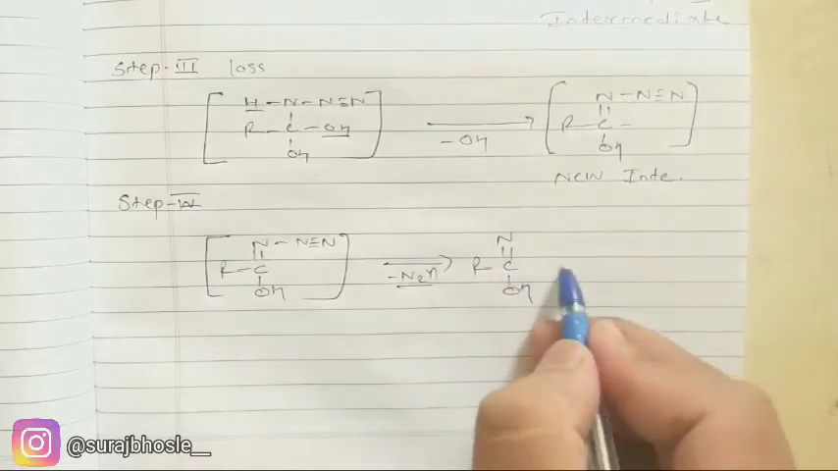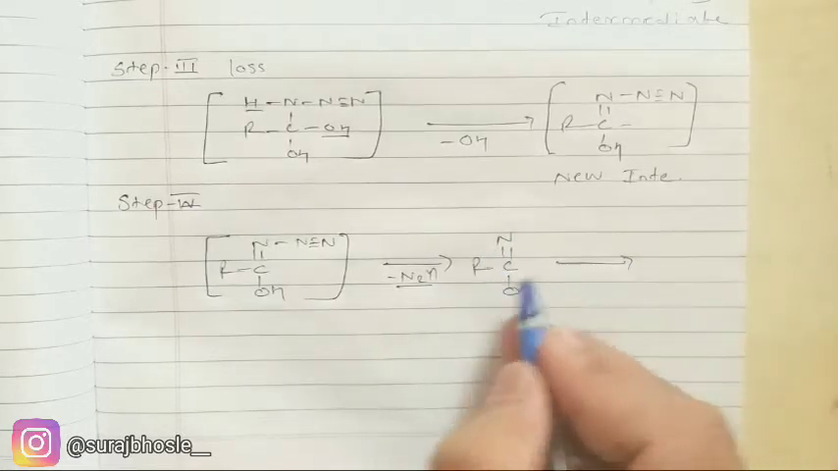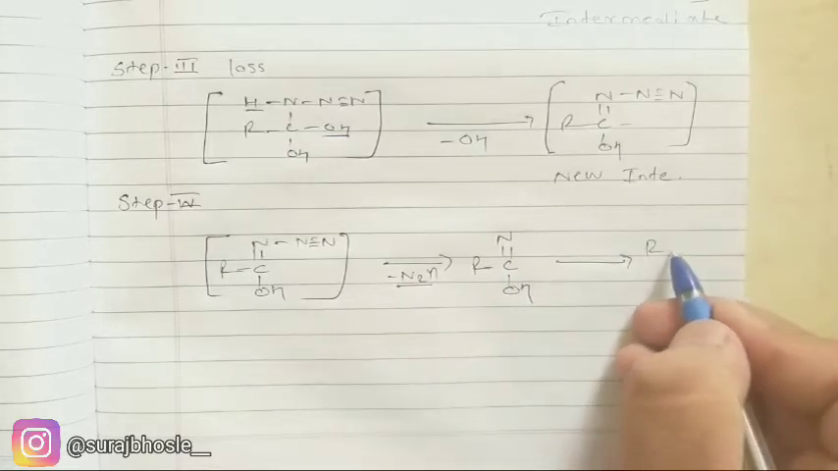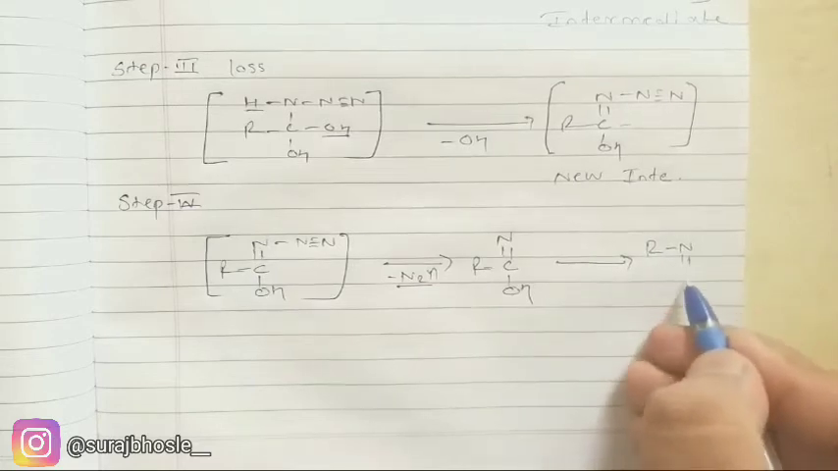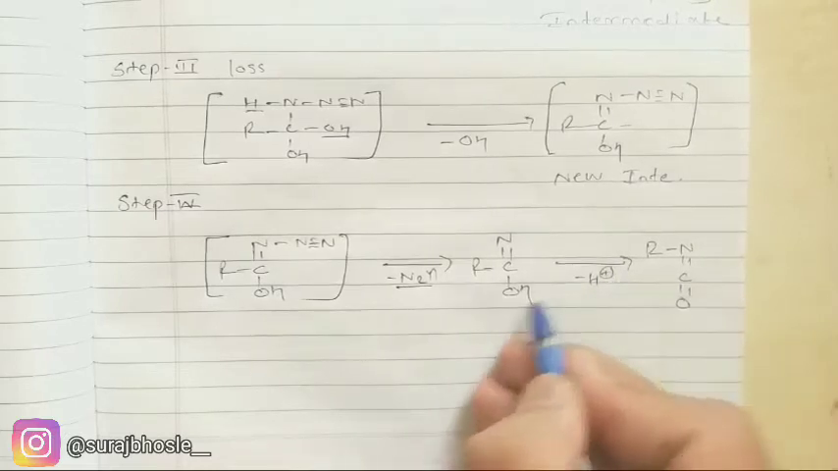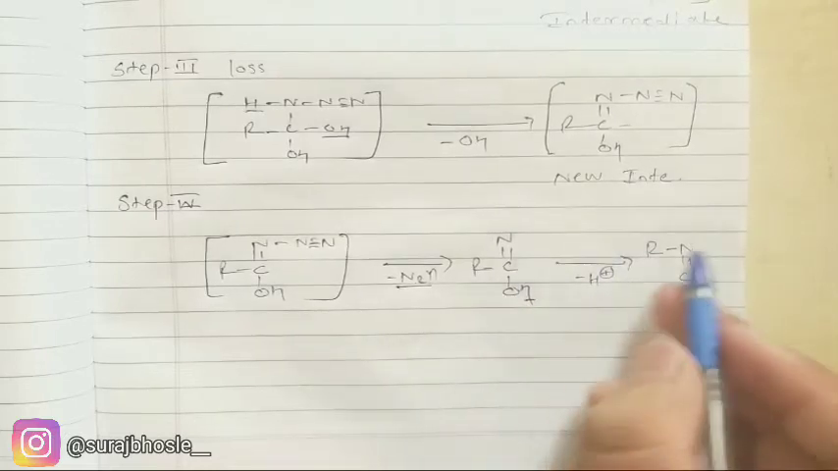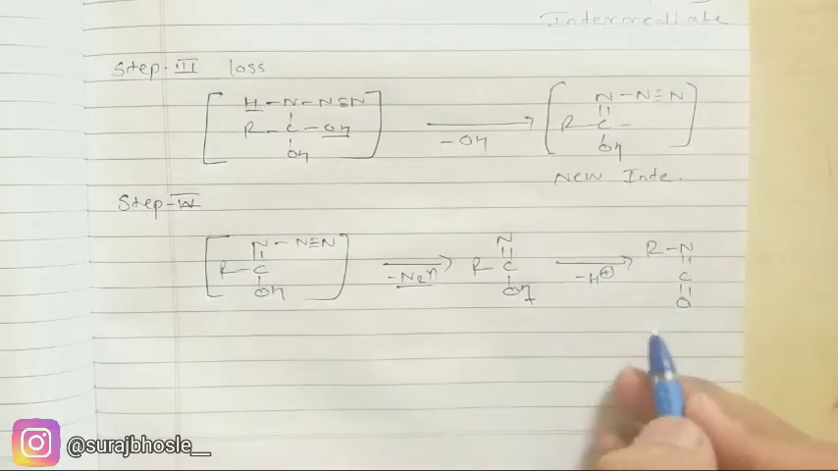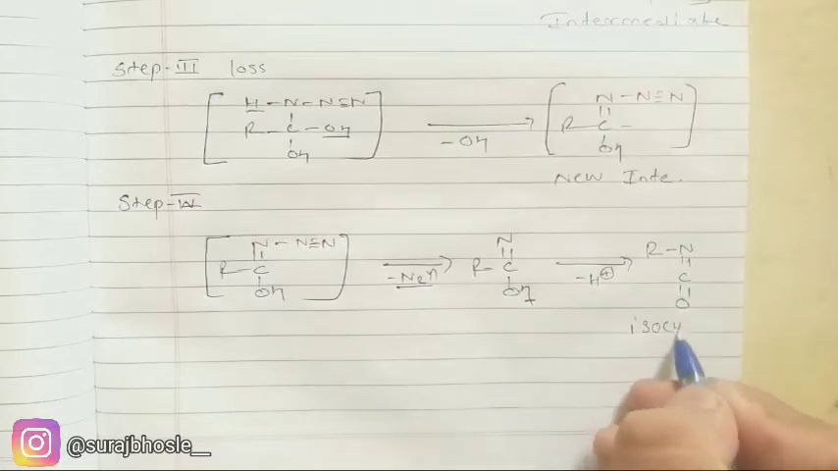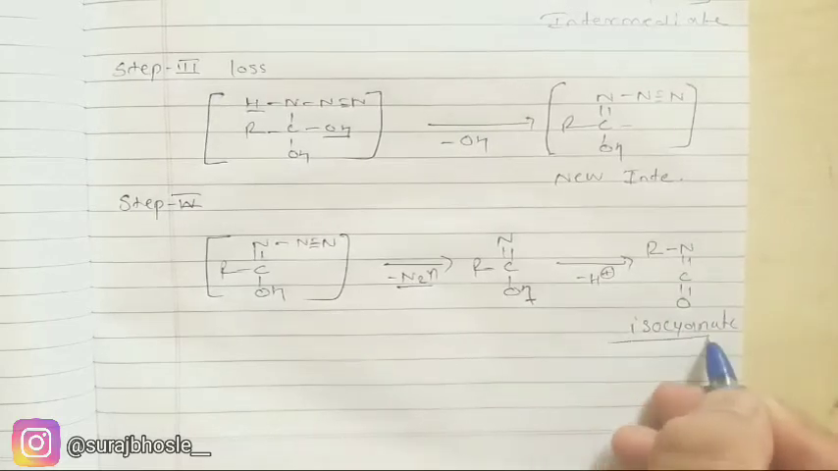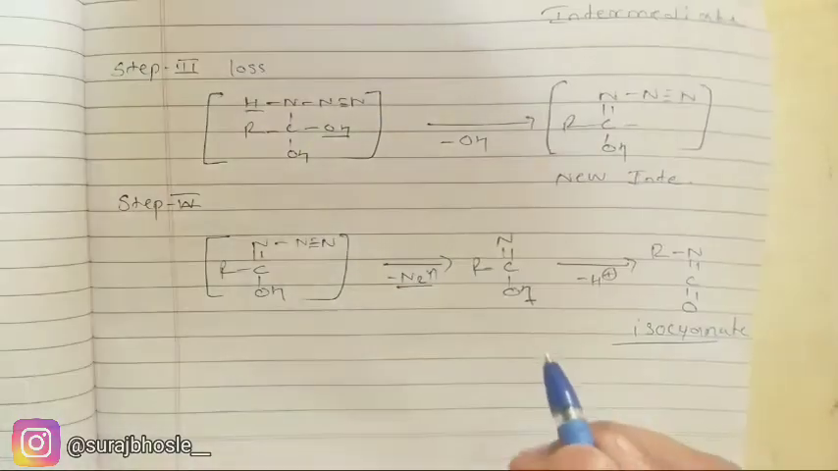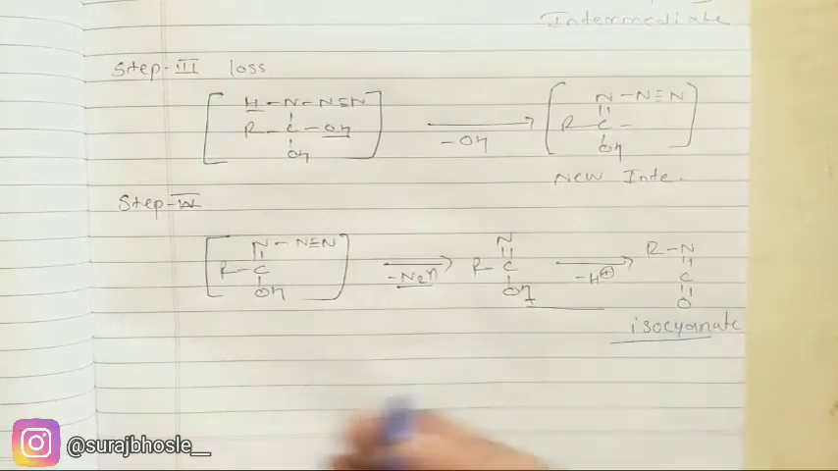Now this molecule rearranges itself immediately. Spontaneously this will rearrange itself, which will lead to the formation of isocyanate, R, N double bond C double bond O, with the removal of one proton. This hydrogen atom will be removed, and it will rearrange itself very spontaneously, very immediately, which leads to the formation of isocyanate. This is very important, remember it, in the mechanism of the Schmidt rearrangement. The actual rearrangement taking place is here, in step 4.